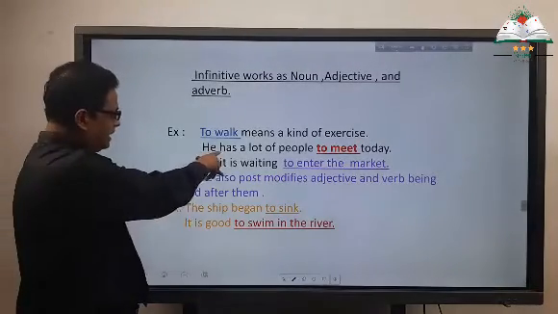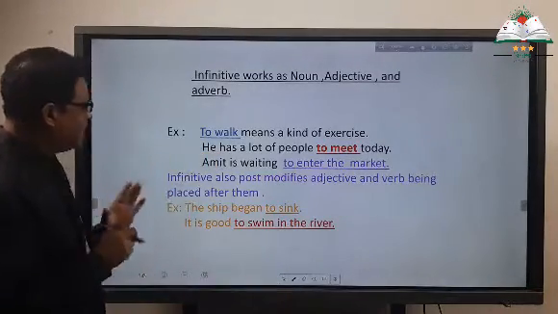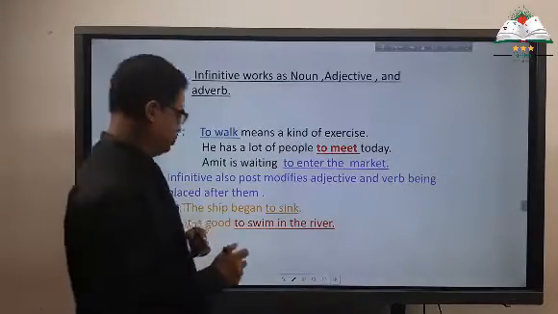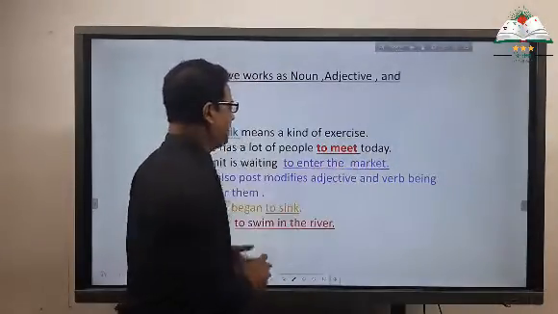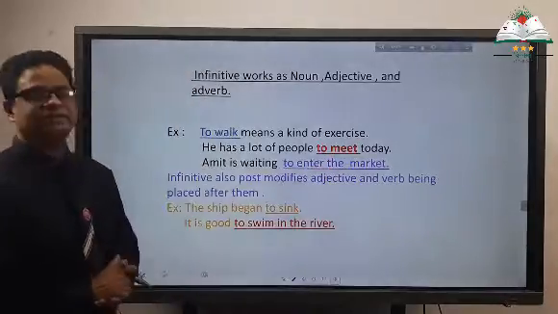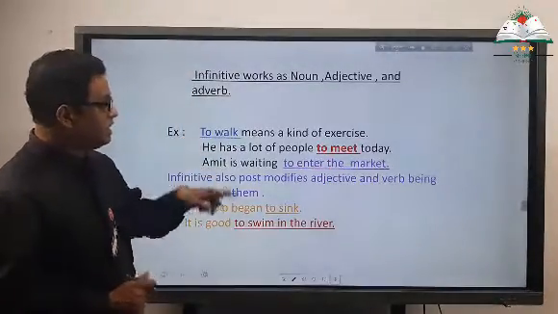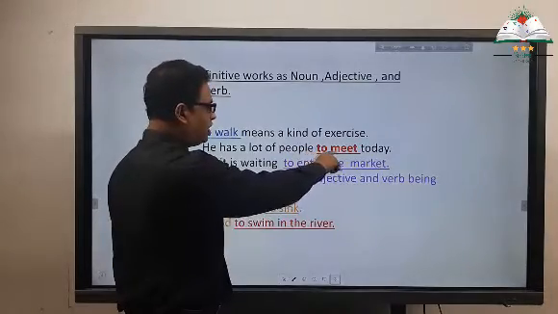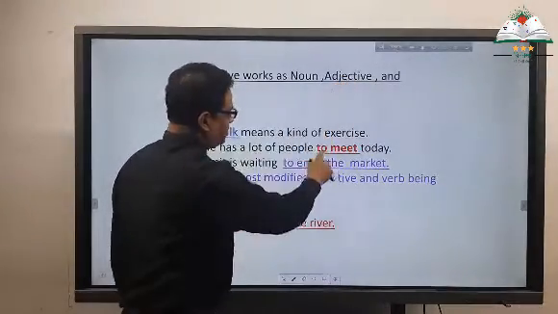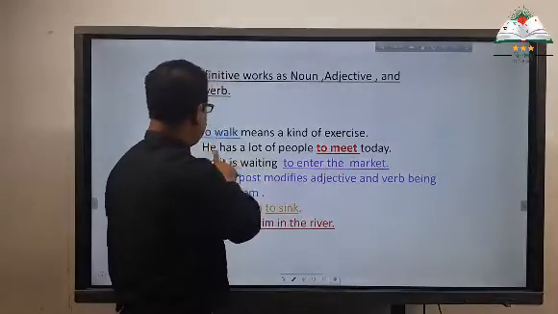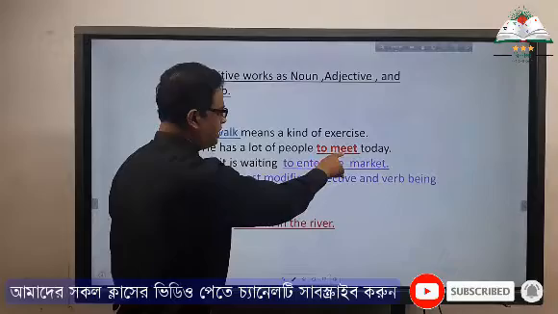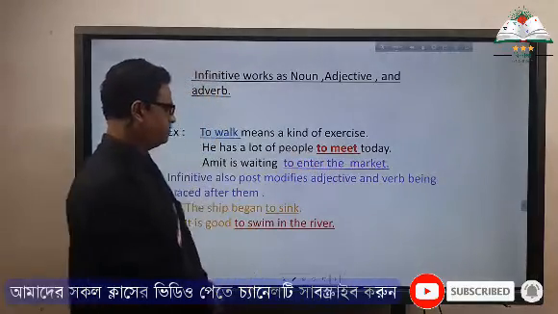Come to the second sentence. Here you see, he has a lot of people to meet today. To meet today, to plus main verb, it is infinitive. It has been used after the noun as post modifier, and it is working like an adjective. He has a lot of people to meet today. Here to meet is adding some meaning to the people.